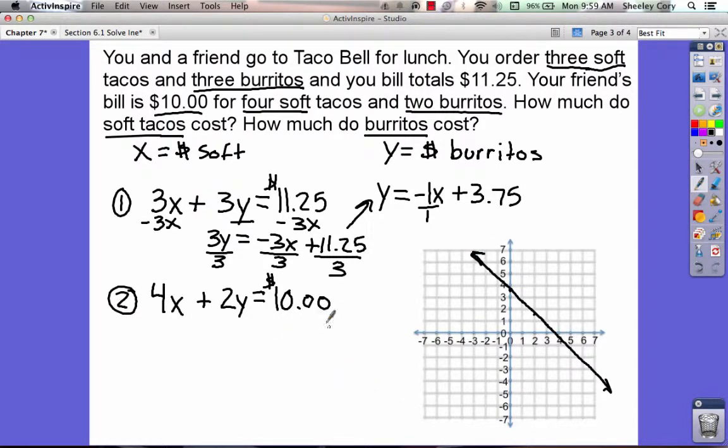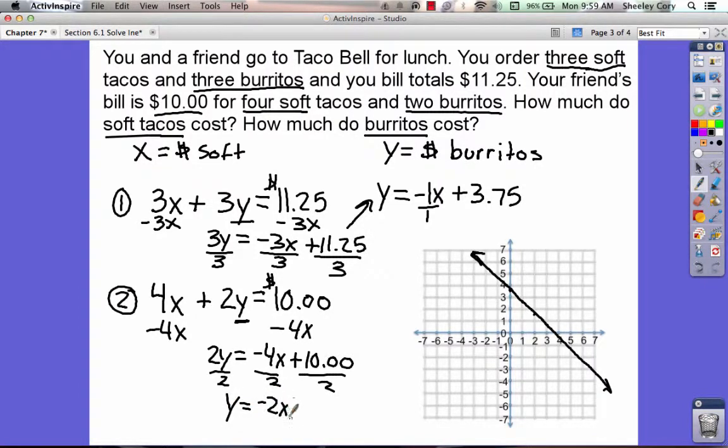And now I go to this other equation. So this is the graphed line. This represents the relationship between the soft shell tacos and the burritos. So I want to do the same thing here. I want to get this in slope-intercept form, so I want to solve for y. So I'm going to subtract 4x. That gives me 2y equals negative 4x plus 10. Now I'm going to divide by 2 to get y by itself. So y equals negative 2x plus 5.